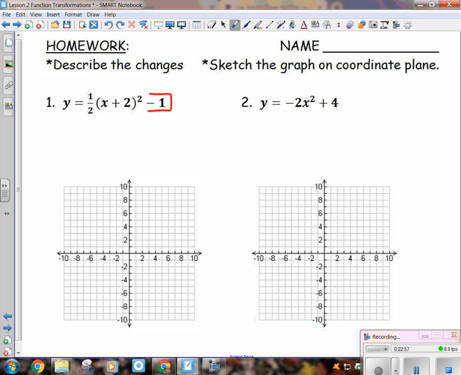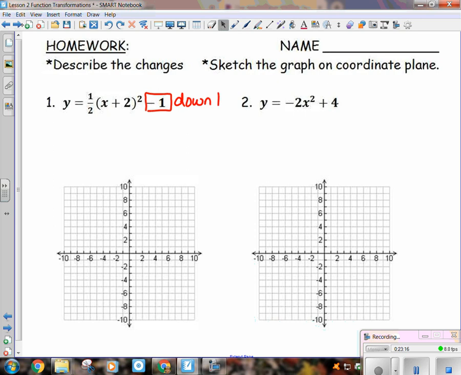This is a -1 on the outside. Take your sticky. What do numbers on the outside make it do? Well, they make it go up and down, same as the number. So that's -1. So it's not going to go up, it's actually going to go down 1. Okay, so that's my first observation.